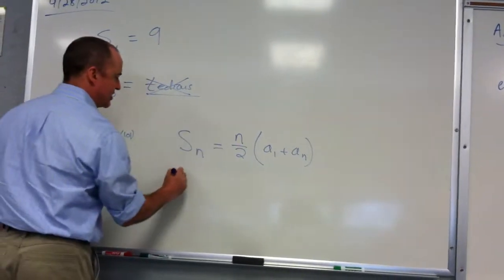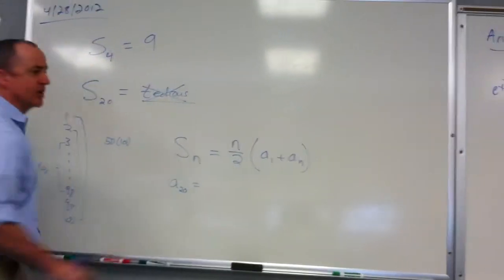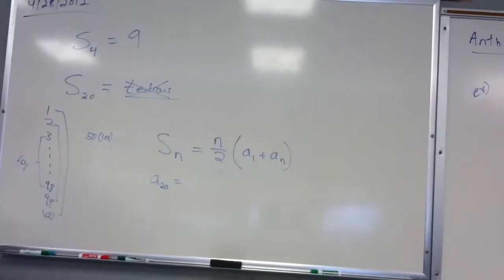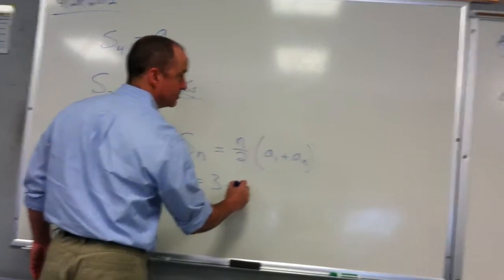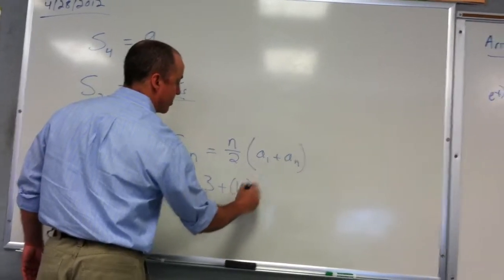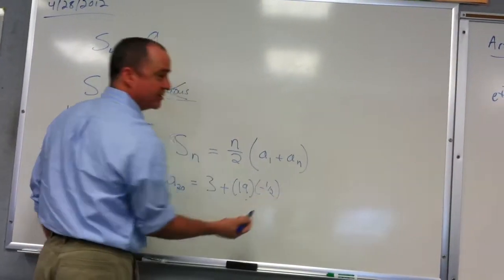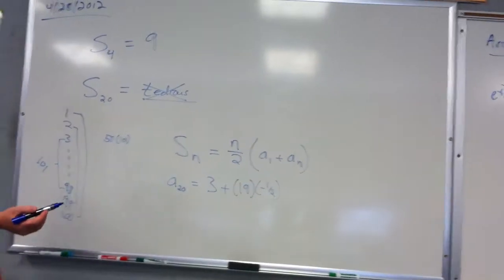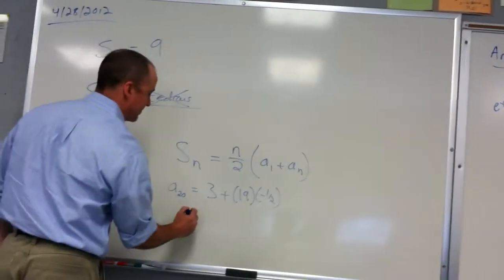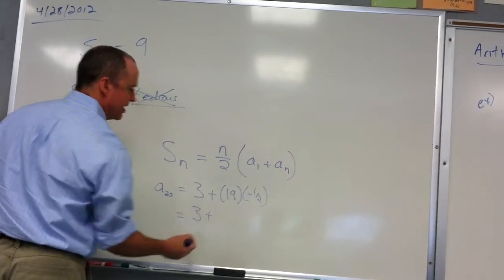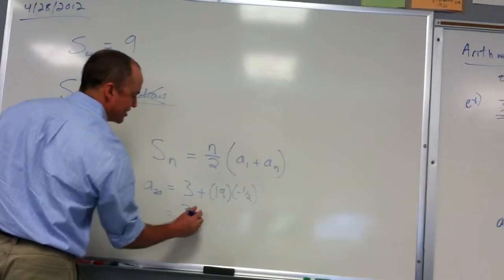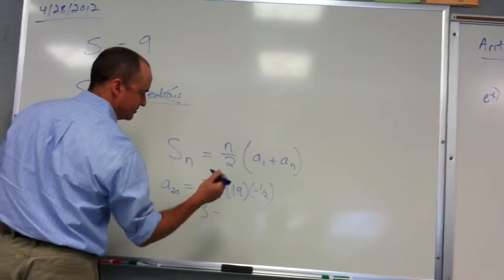So, what is a sub 20 based on my general rule over there? So a sub 20 would equal 3 plus 19 times negative 1/2. Okay, annoying, but better than adding up the first 20 terms, right? Or doing the common difference 20 times. 19 times negative 1/2 is going to be minus 9.5.